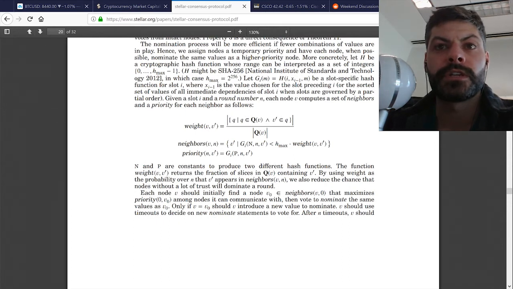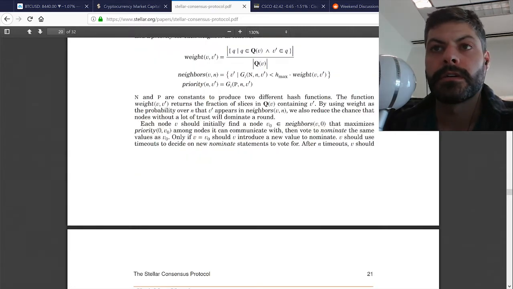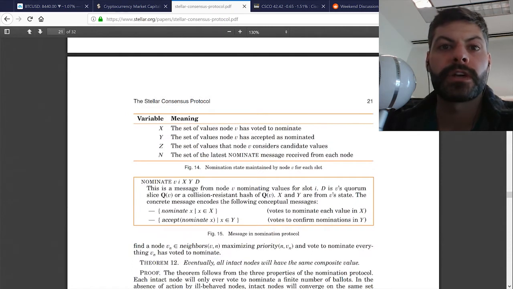Each node v should initially find a node v_0 in neighbors_0(v) that maximizes priority_0(v_0) among nodes it can communicate with, then vote to nominate the same values as v_0. Only if v equals v_0 should v introduce a new value to nominate. V should use timeouts to decide on new nominate statements to vote for. After n timeouts, v should find a node v_n in neighbors_n(v) maximizing priority_n(v_n) and vote to nominate everything v_n has voted to nominate.